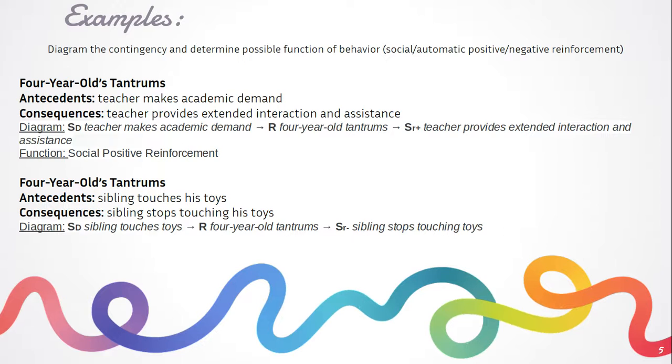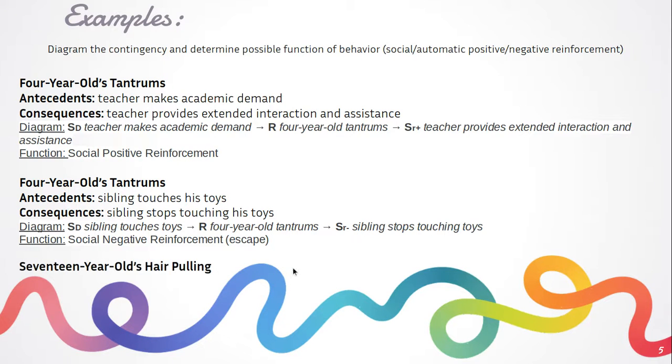So the function of behavior would be social negative reinforcement. In this case, it would be escape because he's escaping this aversive stimulus. And it's social because the sibling has to be present for this contingency to occur.